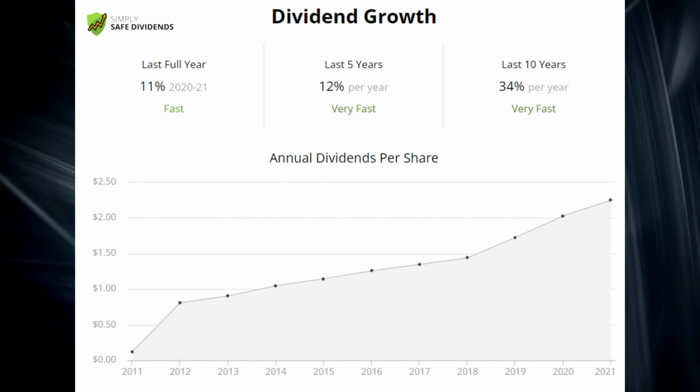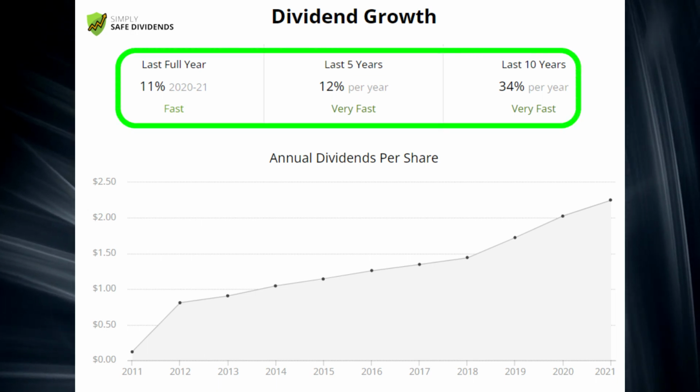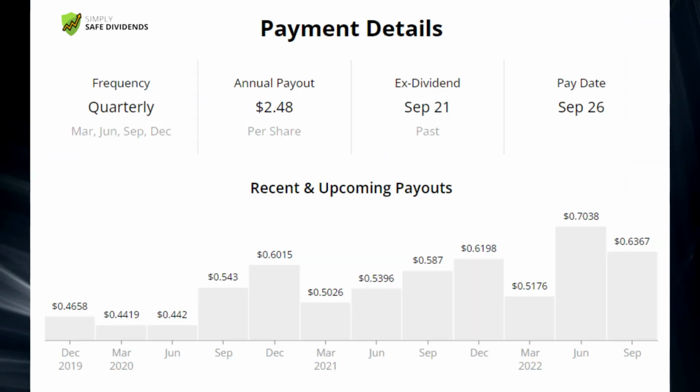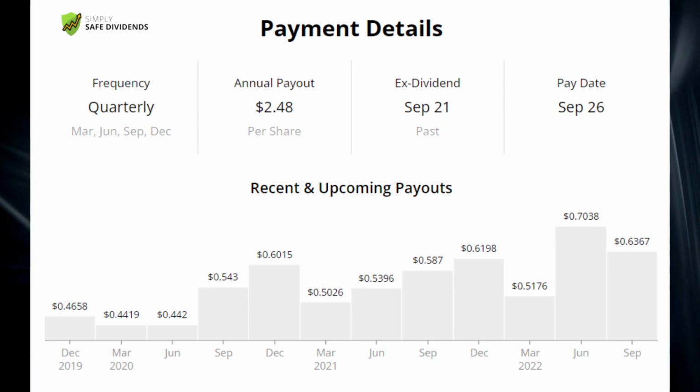And SCHD has had very nice dividend growth, sporting a 10-year compound annual growth rate, or CAGR, of 34%, and it pays every March, June, September, and December, currently totaling $2.48 annually.